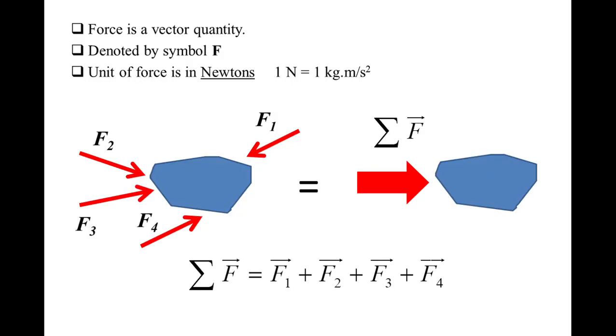We know already that force is a vector quantity, which means that it has magnitude and direction. By convention, we denote force by the letter F, and it has a standard unit of newtons, or N, by which 1 newton is equal to 1 kilogram meter per second squared. And since force is a vector, if several forces are acting on an object, the total net force acting on that object is just the vector sum of these forces, as shown here in the figure.